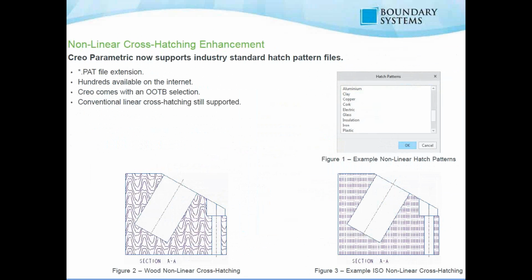Okay, so next is the ability to have nonlinear hatch patterns. So you're cross-hatching here. There's a lot more examples here as we see within the hatch patterns dialog. There's aluminum, clay, copper, electric, glass, insulation. So there's all sorts of new nonlinear crosshatch patterns in Creo Parametric.